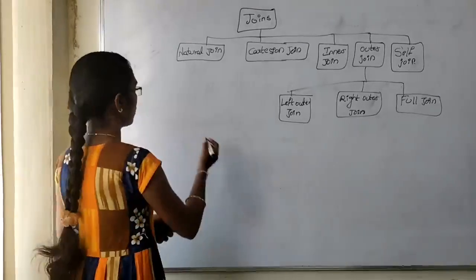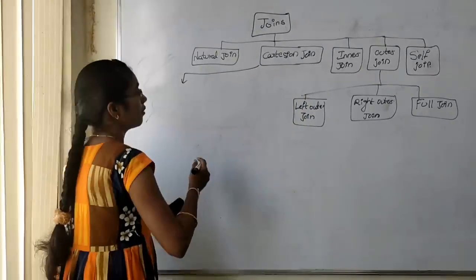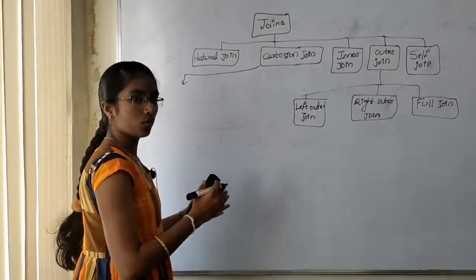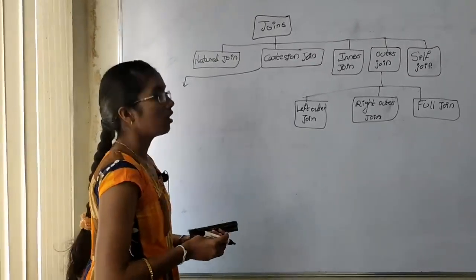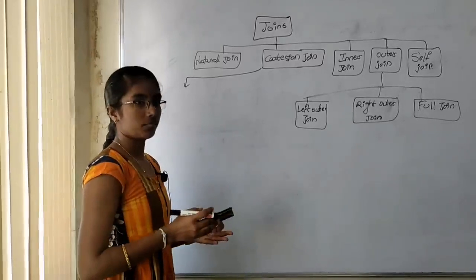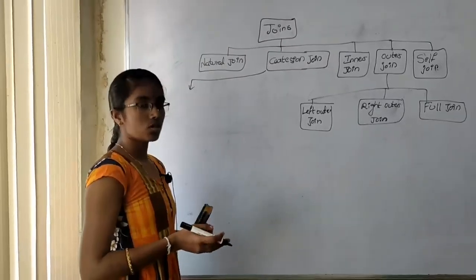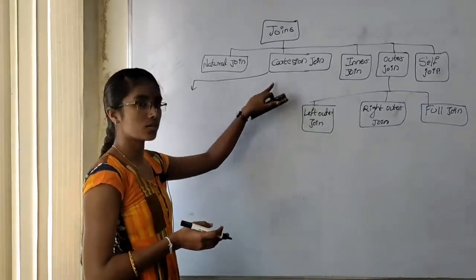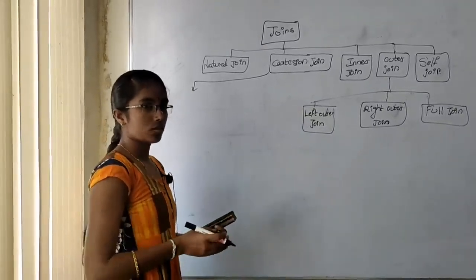So Cartesian join, it works like every row from one table is combined with every row from another table. So for example, for a Cartesian join with table 1 having 20 rows and table 2 having 10 rows, using this Cartesian join, also called cross join, it will print 200 rows.